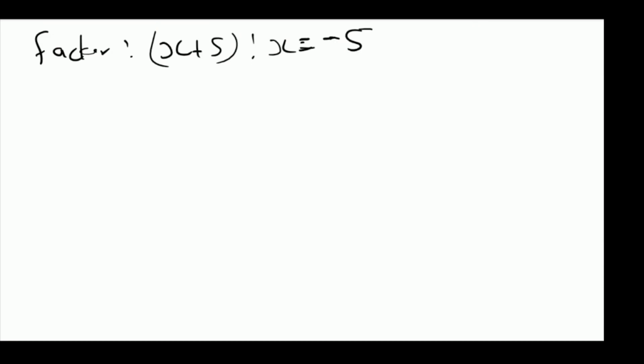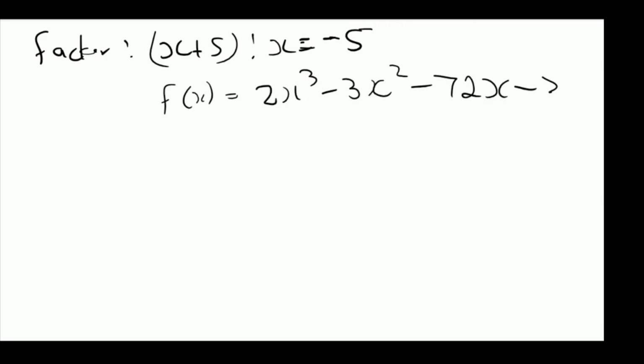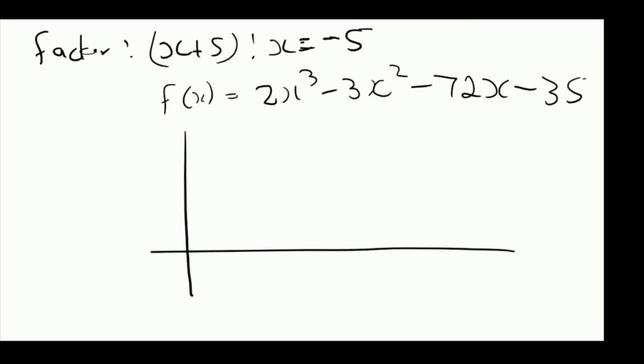So now we know our factor. So our factor is x plus 5, right? Which is x equals minus 5, right? So we can factorize our expression. Our expression of f of x is equal to 2x cubed minus 3x squared minus 72x minus 35, right? So for us to factorize, we're going to use this method here, where our x is equal to minus 5.